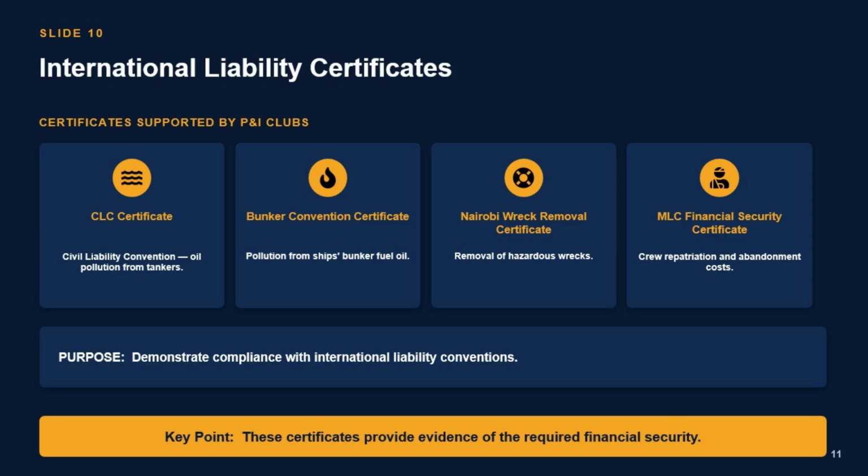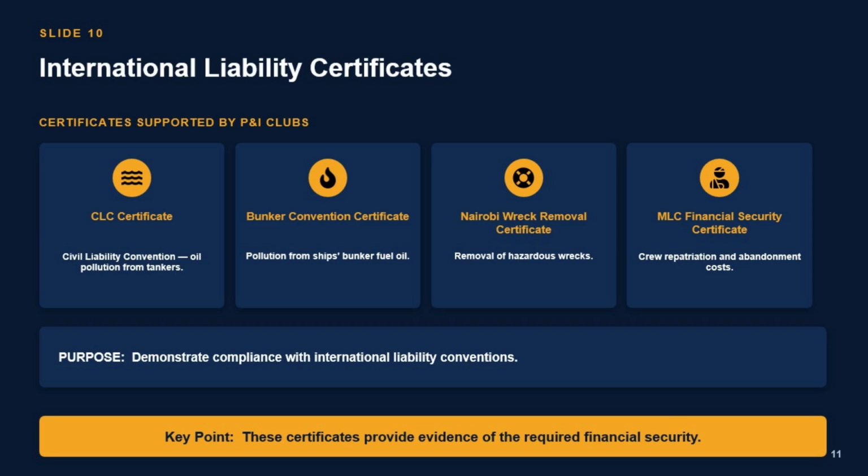Examples include the Civil Liability Convention Certificate for tanker pollution, the Bunker Convention Certificate for bunker fuel pollution, the Nairobi Wreck Removal Convention Certificate, and the MLC Financial Security Certificate, which provides financial protection for crew repatriation and certain employment-related obligations.